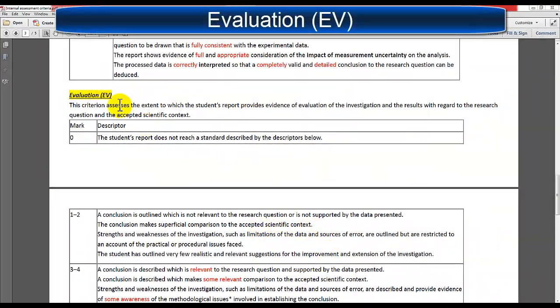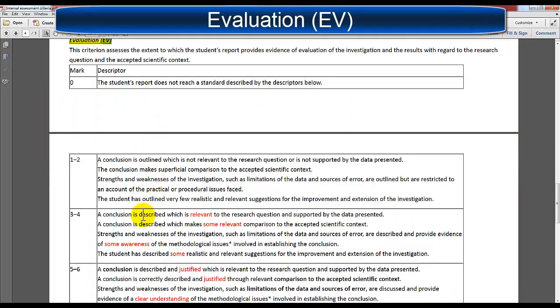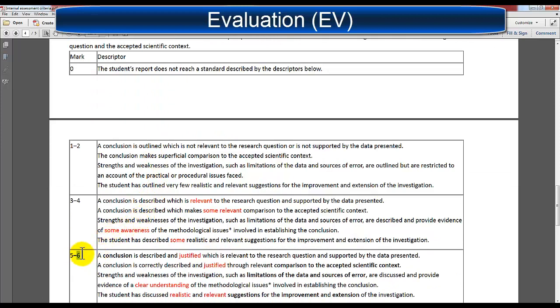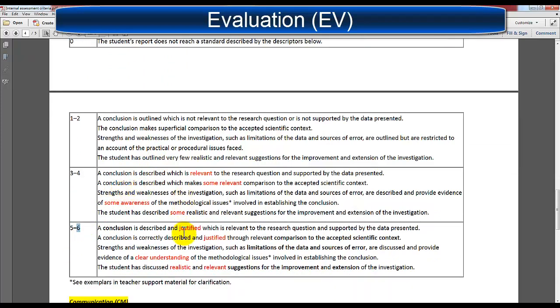Next, evaluation, that is known as EV. Here it's the same, that you can have at most 6 marks. And the first thing is about the conclusion. You can see the highest band says it is justified by the data presented, while the middle band is just saying relevant. So that means the main focus is whether or not the conclusion is justified.